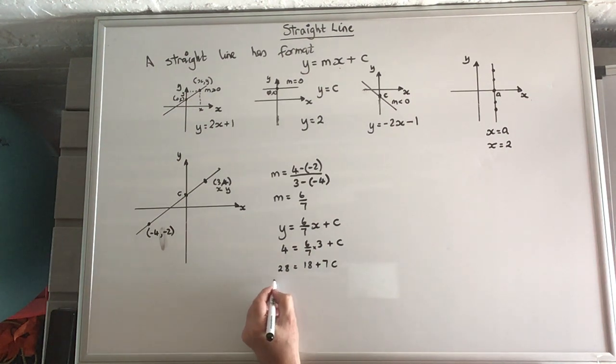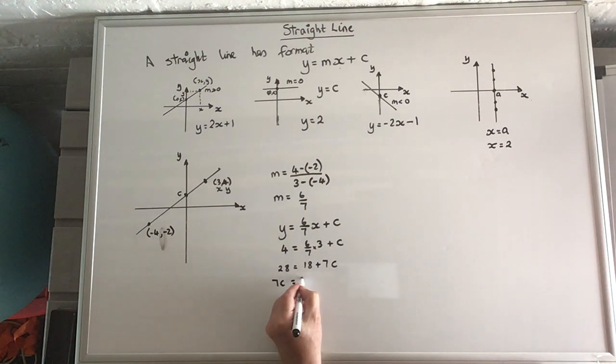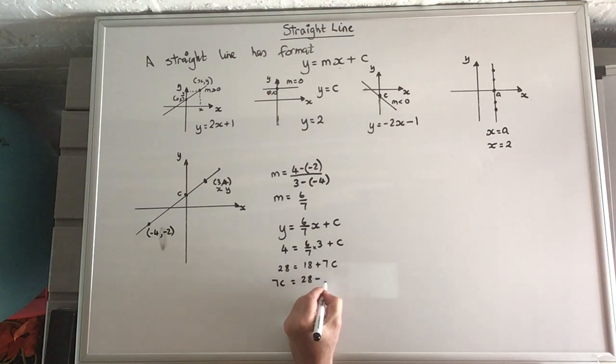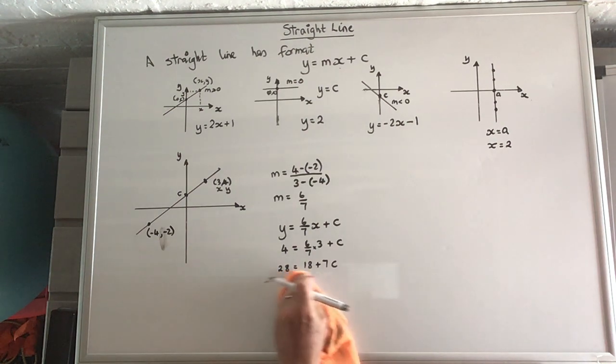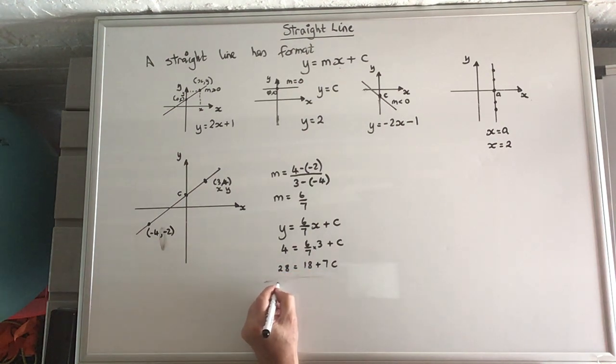Swap it round. C is equal to 28 minus... Let's try again, I'm trying to go too quick there. Let's swap it around, let's take our time.